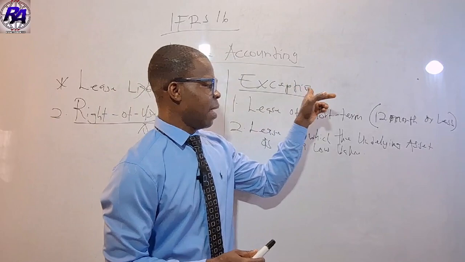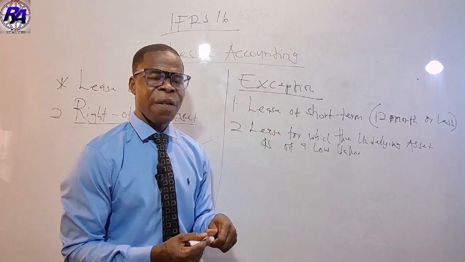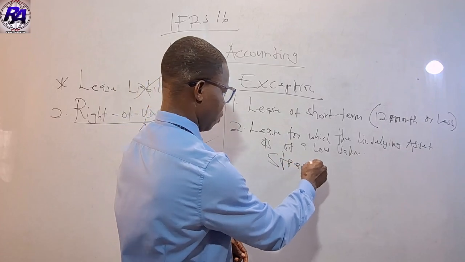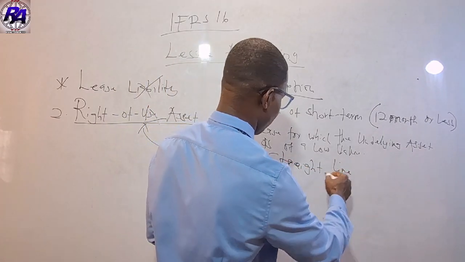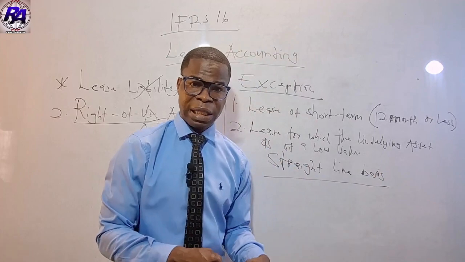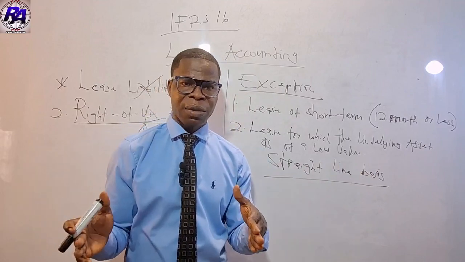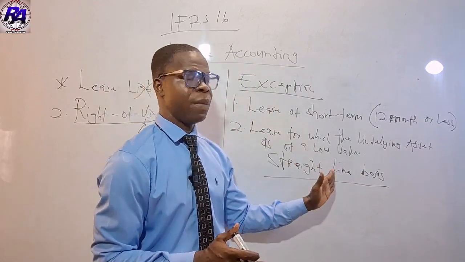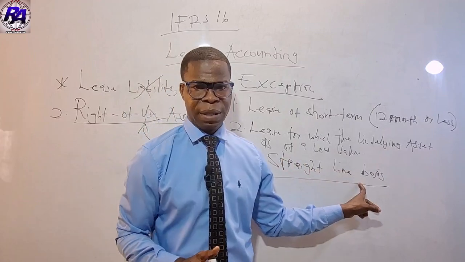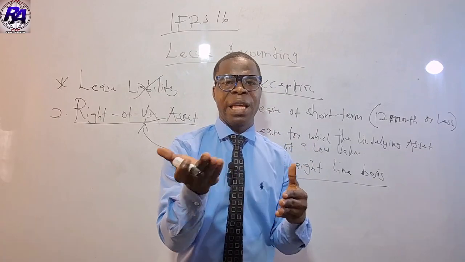So anytime the lease is of a short term, or the underlying asset is of a low value, the lessee must account for the lease using what we call a straight line basis, or any systematic basis that is more representative than the straight line basis. So the lessee is allowed to use the straight line basis when the lease falls within this category. How do we apply this straight line basis? It means that the lease payment inherent in the lease must be expensed equally over the life of the lease.